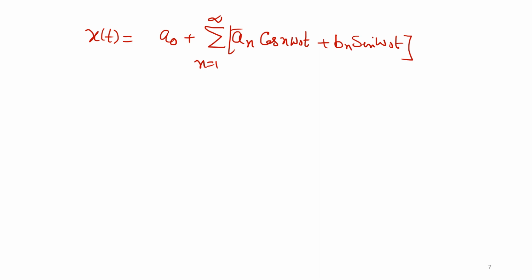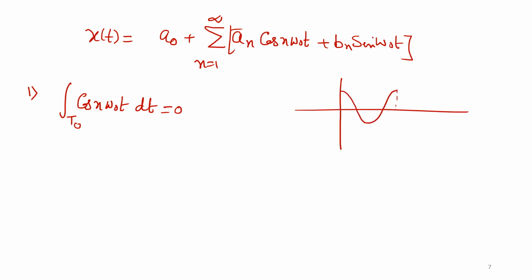Now we can see the orthogonality here. First, if I consider the DC term 1 and this cosine, then the product is 1 into cos, meaning simply cos n omega naught t. If you integrate over one time period, I'll notate it as T naught, it could be from 0 to T naught or minus T naught by 2 to plus T naught by 2. Within one time period, the integral becomes 0, because for any cos signal within one time period, take cos omega naught t: the positive part and the negative part are the same but opposite in sign, so the total area becomes 0.